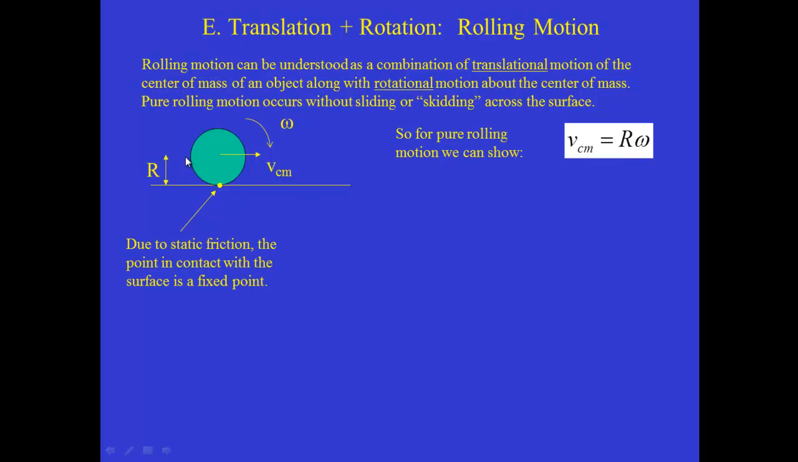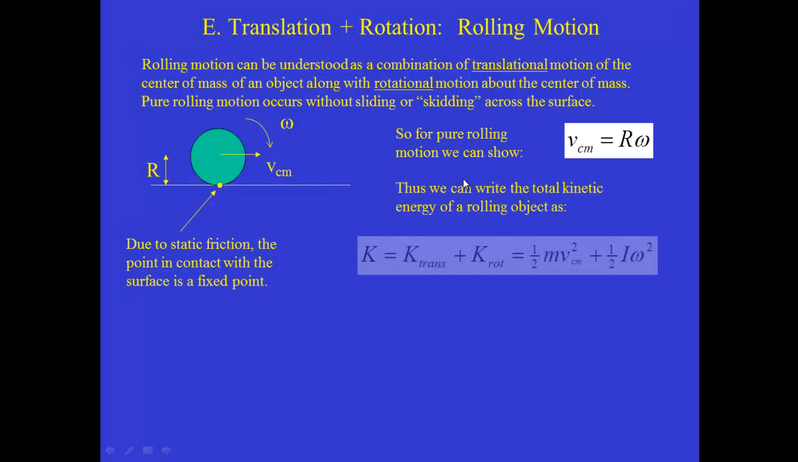R, of course, is the radius of this rolling object, which could be a cylinder or a sphere, a hollow sphere, solid sphere, whatever. Lots of different shapes can roll. And this looks like a simple equation, but just remember that if this object is flying through the air, then there is no clear relationship between the center of mass velocity and the rotational velocity. The center of mass velocity could be large while the rotational velocity is small, or vice versa. But for rolling motion, this equation always holds.